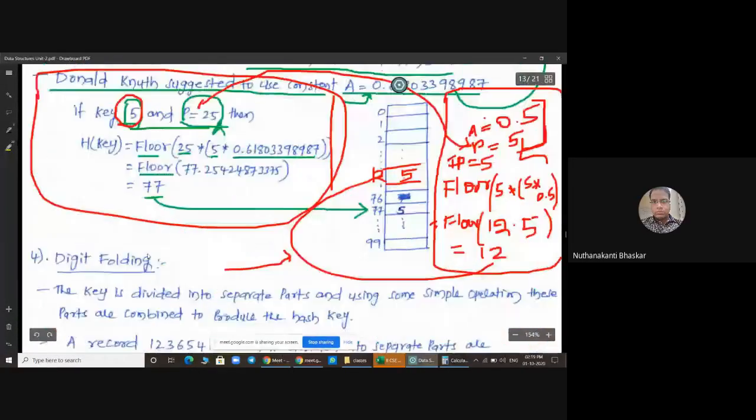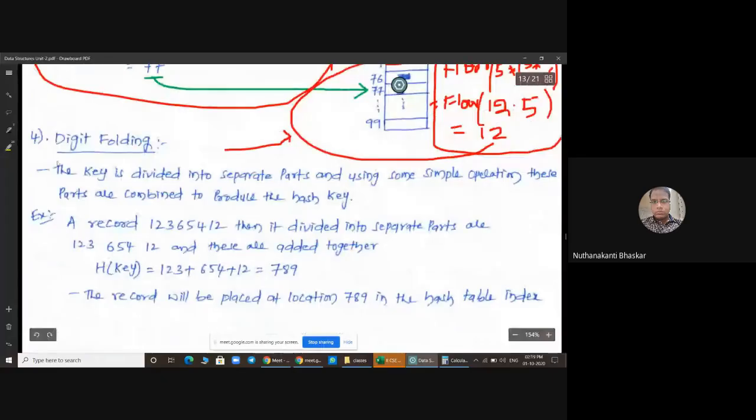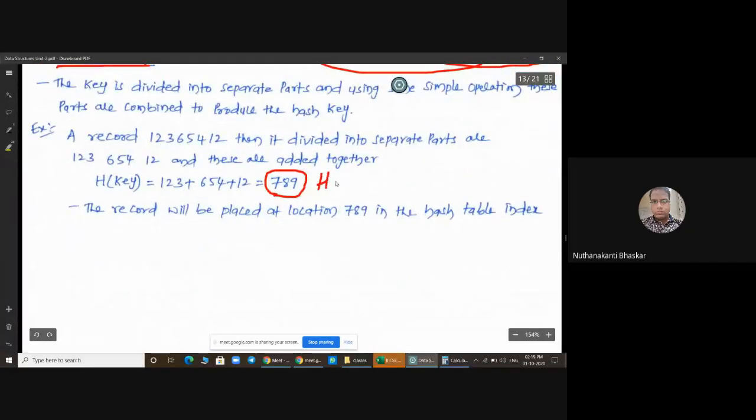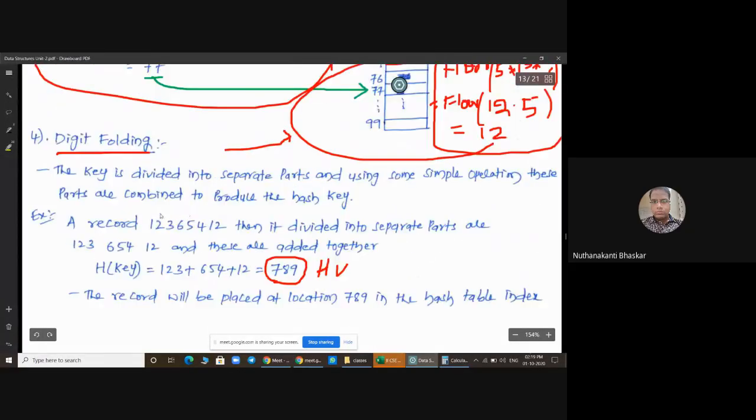Now the last method for hash function implementation, digit folding. Digit folding is a mechanism where we divide your data into a number of subparts. After dividing into subparts, we add all the subparts. Then after adding, we will get some number, and you can take this as the hash value. Folding means we have to fold the data.